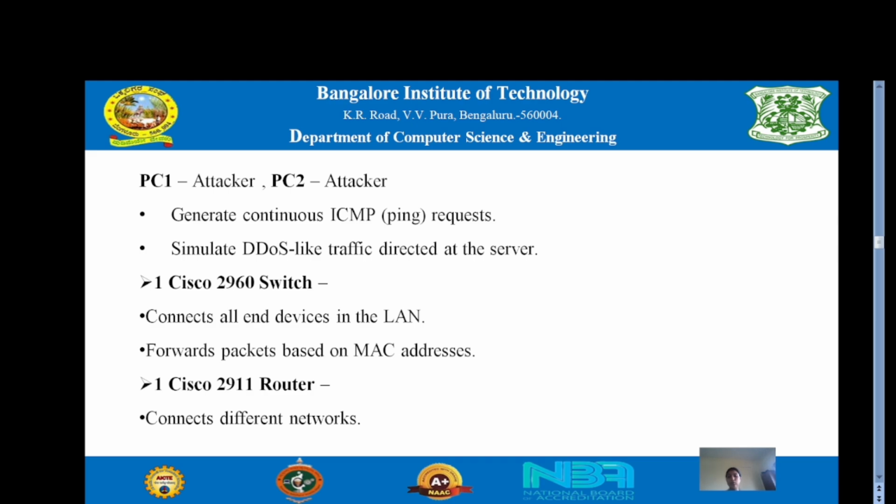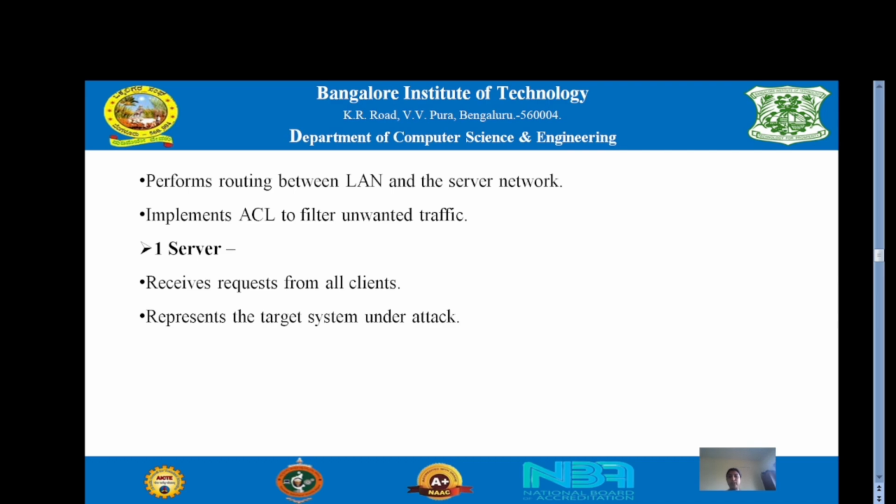The Cisco 2960 switch connects all the devices within the LAN, and the Cisco 2911 router connects the LAN with the server network. The router also contains the ACL rules, and the server receives requests from the client computers. This setup is simple but demonstrates real network communication. Here we have one server which receives requests from all the clients and represents the target system under the attack.